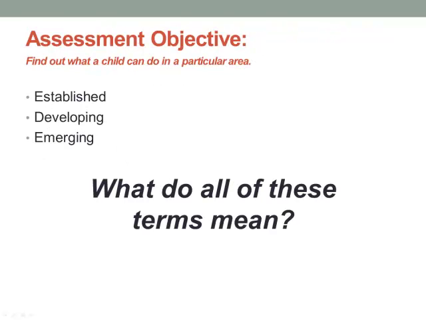So when we think about what a child can do and we're formulating an assessment objective, we essentially want to find out what's established, what's developing, and what's emerging with regard to a particular area or skill.